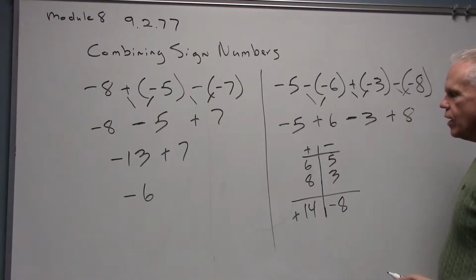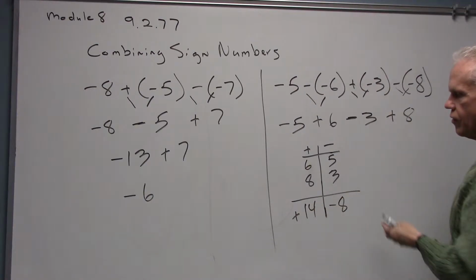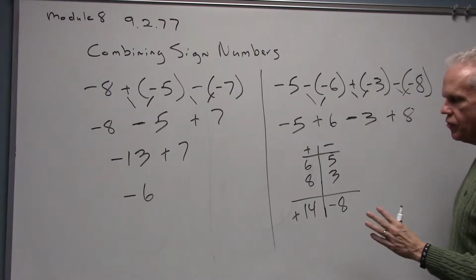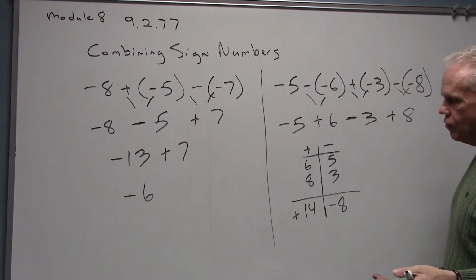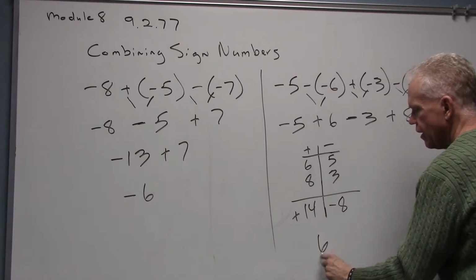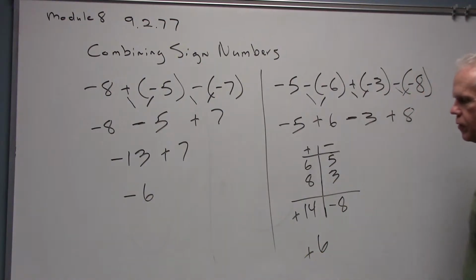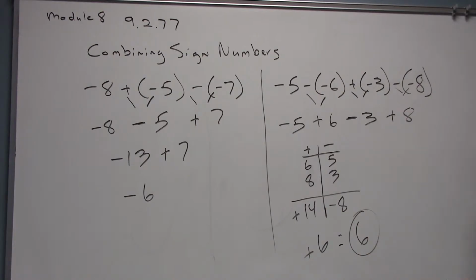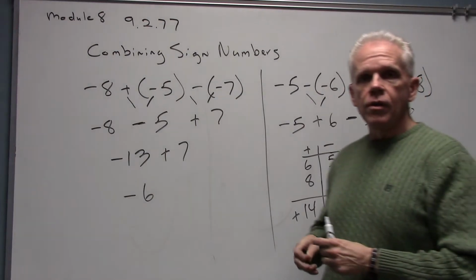So now the question is, do we have more positives or more negatives? Well, we've actually got more positives. And the question is then, how many more positives do we have? Well, we've actually got 6 more positives than we do negatives. By the way, positive 6, that's just 6. That works just fine right there. All right, so that gives you a little handle on that.